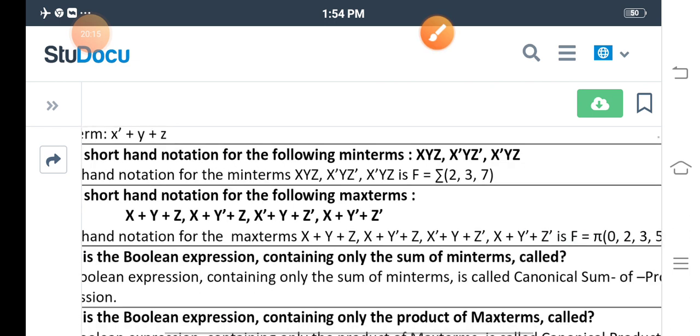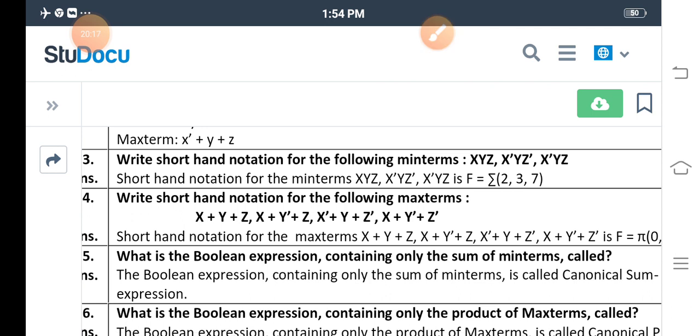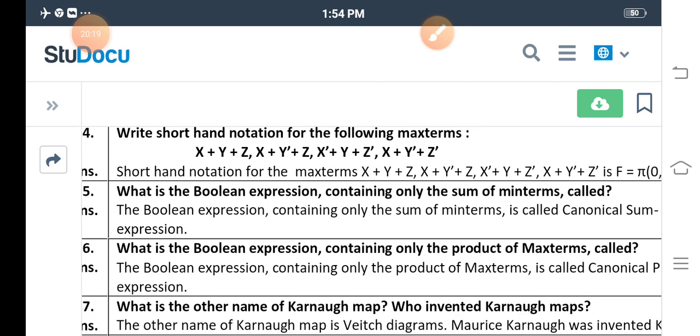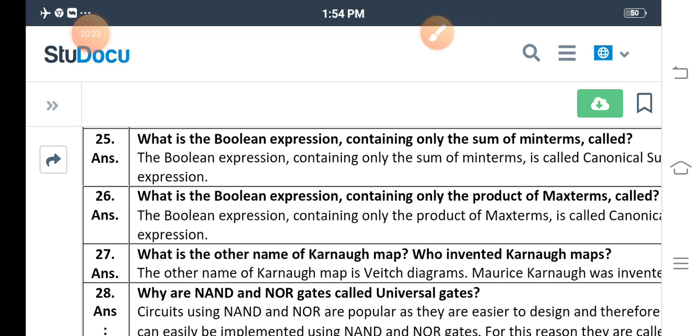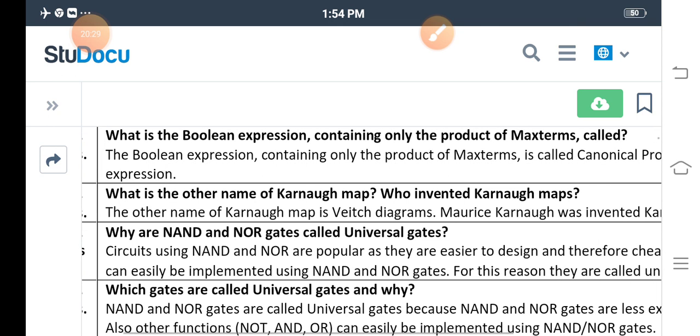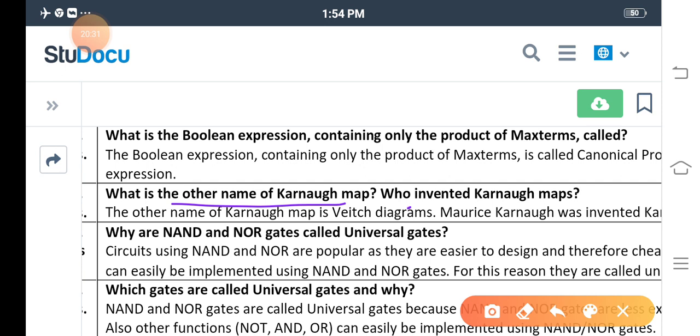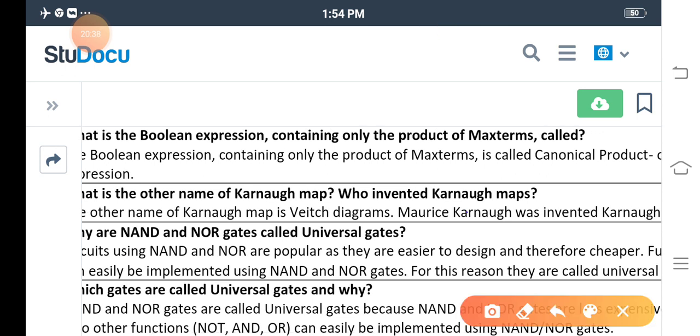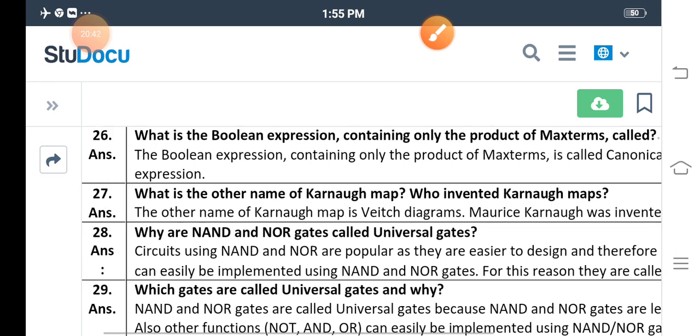Now next, leave the next question. 25, 26, leave it. 27, that is also not important. 27, what is another name of Karnaugh map and who invented Karnaugh map? So another name is Veitch diagram, and who gave this term Karnaugh map? Maurice Karnaugh. Okay, that you should know, but not important.